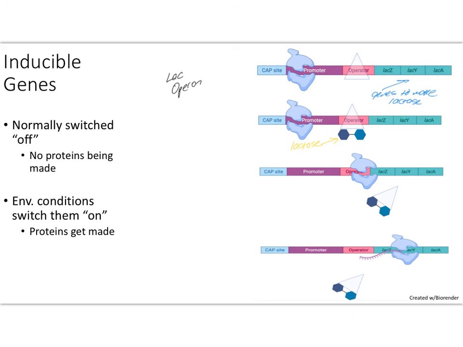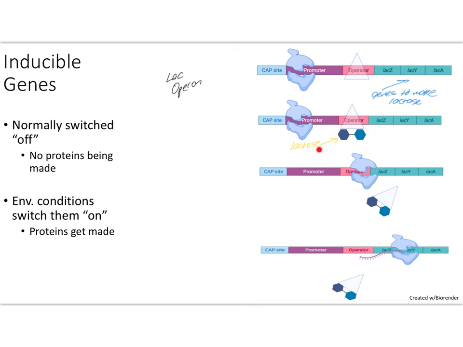So most of the time, the repressor for this operon is bound to the operator. And that means the genes that are needed to make lactase are not being expressed. So this is kind of the normal situation for these bacteria. The repressor is bound. RNA polymerase cannot move to the structural genes that are needed to make lactase. So lactase is not getting made.